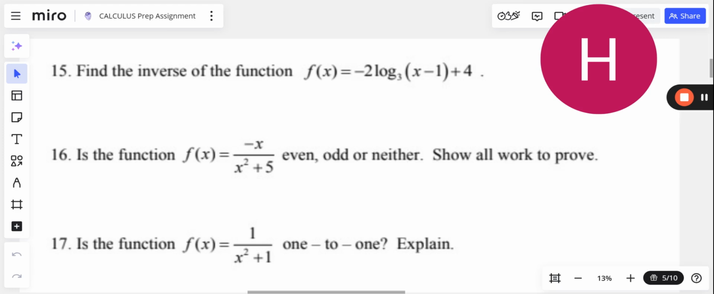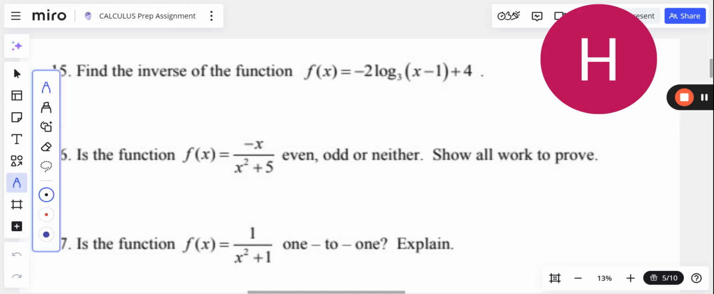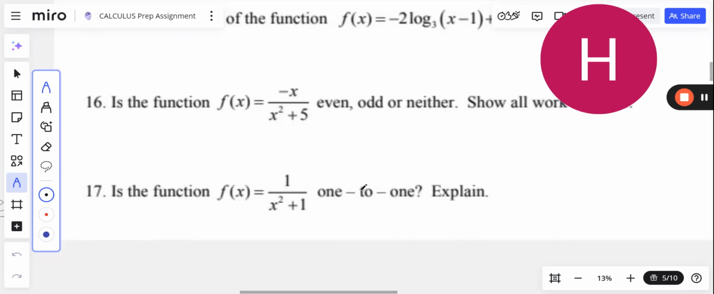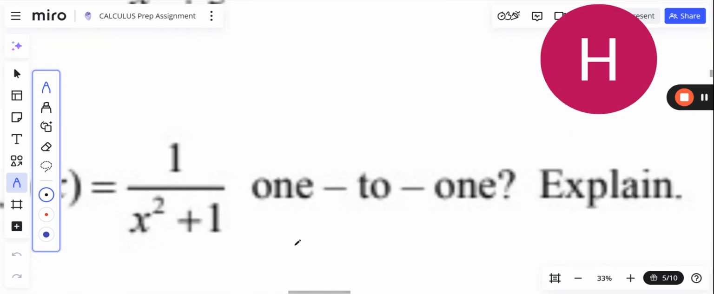This is Math from the Void. We're looking at the Calc prep assignment. This is part 7, and we're starting to get a little bit abstract because we're talking about the inverse of a function, and we're also going to explore the inverse with this phrase here, which is 1-to-1.